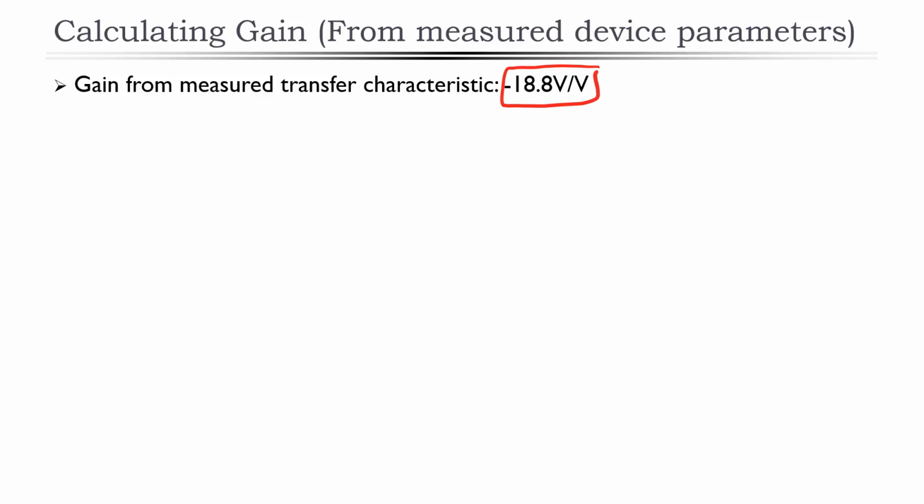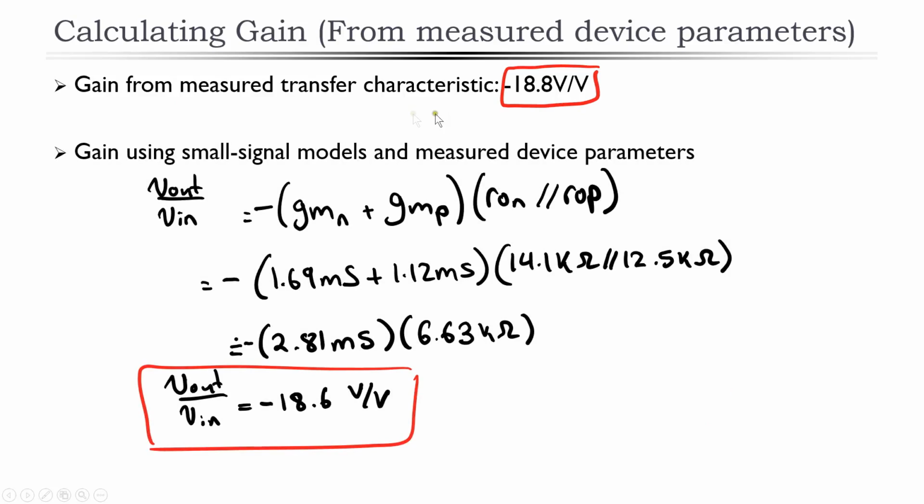Okay, finally, we have all the parameters we need to actually calculate the gain analytically. Just before we do that, we noticed when we did the transfer characteristics early on using measurements, we got a gain of minus 18.8 volts per volt from the inverter. Now, let's plug in our transconductance and output impedance that we just measured and figure out what the gain is. We plugged everything in and we get a gain of minus 18.6 volts per volt, which is remarkably close to what we measured on the instrument.